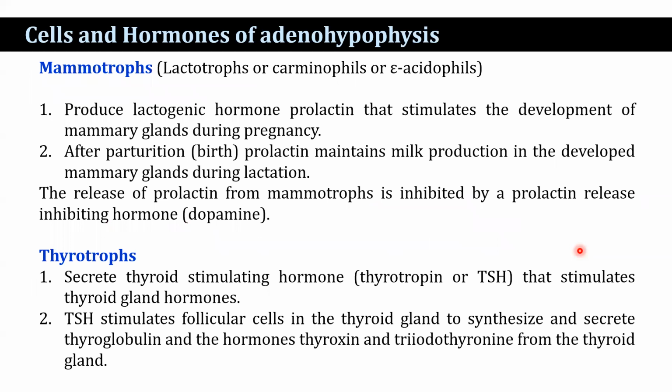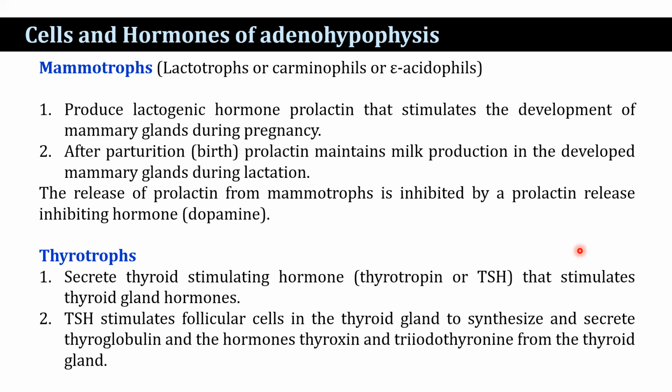The next category, mammotrophs. They are also known as lactotrophs or carminophils or acidophils. They produce lactogenic hormone, prolactin, which stimulates the development of the mammary gland during pregnancy. After parturition, prolactin maintains milk production in the developed mammary gland during lactation. The release of prolactin from mammotrophs is inhibited by prolactin release inhibiting hormone, which is dopamine.